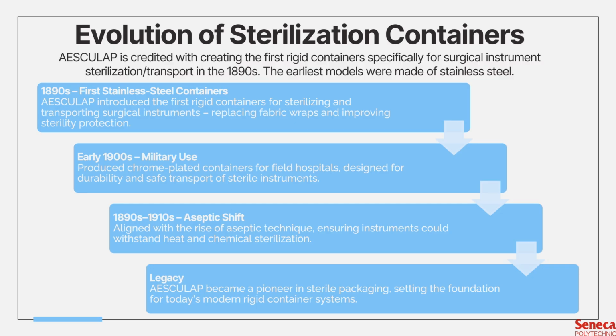Modern containers have evolved to include lighter weight materials such as aluminum, integrated filters, valves, and locking mechanisms for enhanced reliability. The locking mechanisms on sterilization containers tell us that it hasn't been tampered with and that sterility was not compromised as a result.